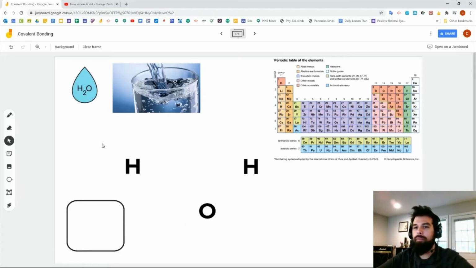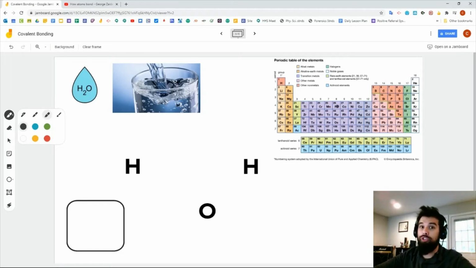So now I'm just going to draw the dot diagram for oxygen. So let's see, oxygen has, let me count across, 1, 2, 3, 4, 5, 6 valence electrons. Told you you'd need that skill. So let's go ahead and draw 6 valence electrons around oxygen. And remember, I go around once, and then I go around again for the next set of electrons.